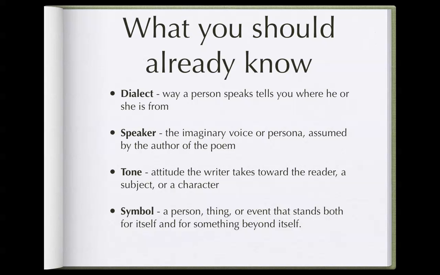For example, we're going to be reading a poem that's actually written from a child's perspective. So even though the poet himself is an adult, the speaker in the poem is a child. So we have to distinguish that the speaker is not always the poet.